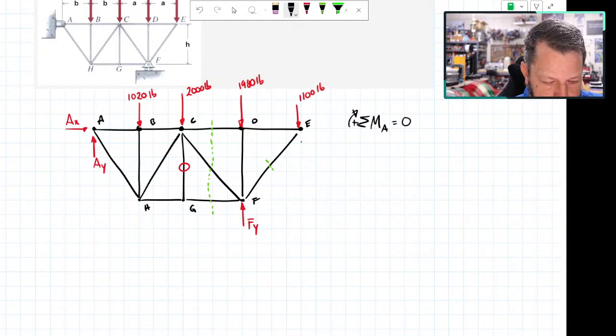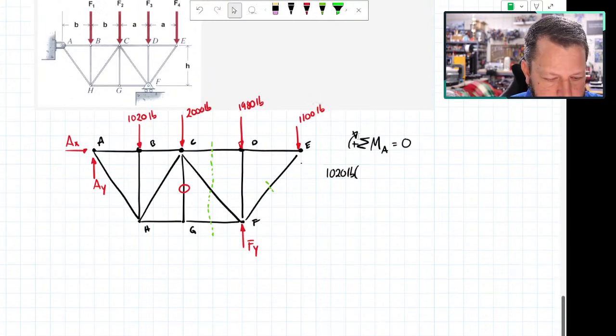So, well, you know what? Now that I look at it, I can't. I do need to do... Oh yeah, no, this is right. This is what I need to do. Moments about A. Sorry. So moments about A. I'm doing clockwise positive. 1020 pounds has a... Oh, I didn't write that down.